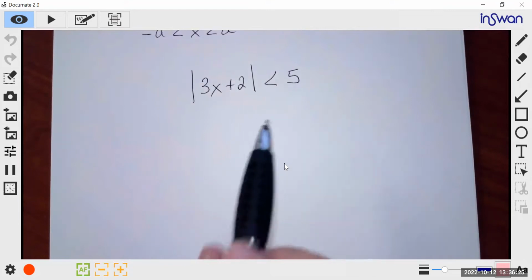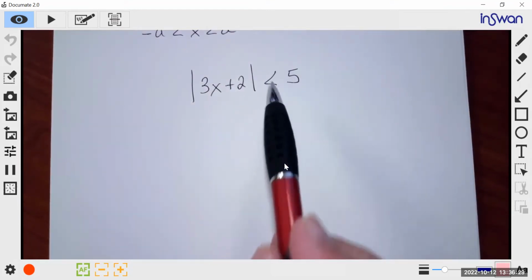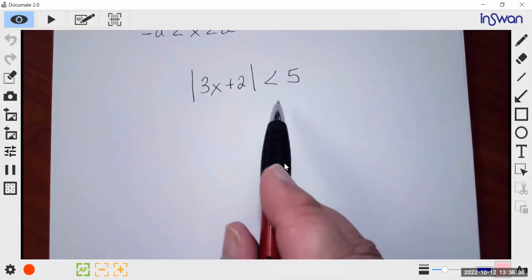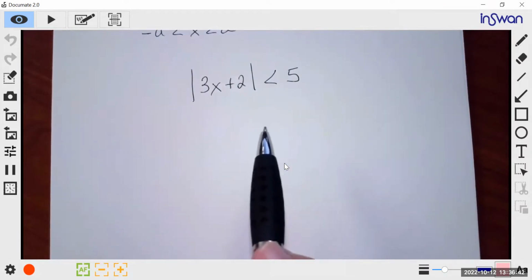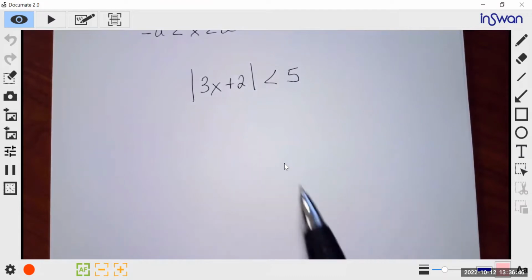What form is this in right now? Since you have inequalities, is it set form, interval form, or graphing? This is set form. So let's solve this and put it in the other two forms. Let's graph it and then put it in interval notation. Remember, intervals deal with brackets and parentheses.